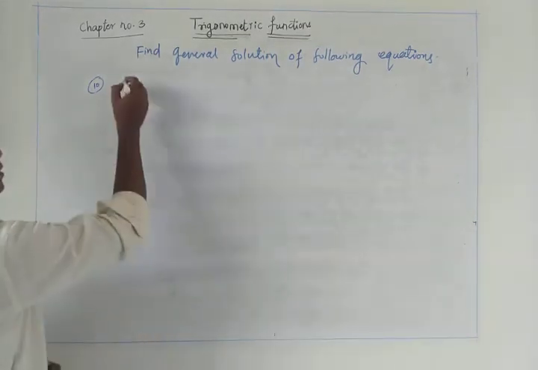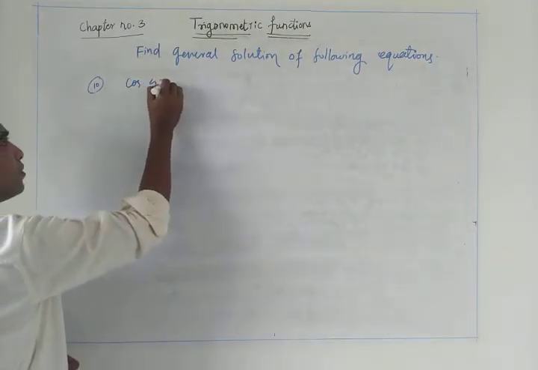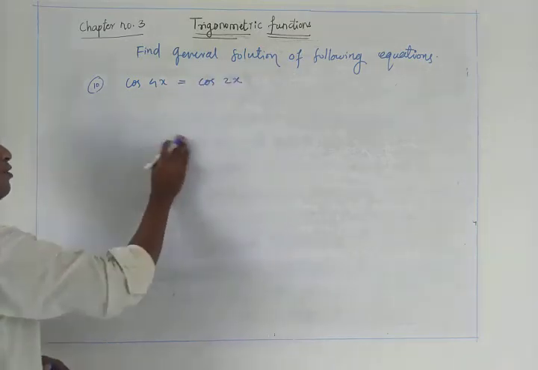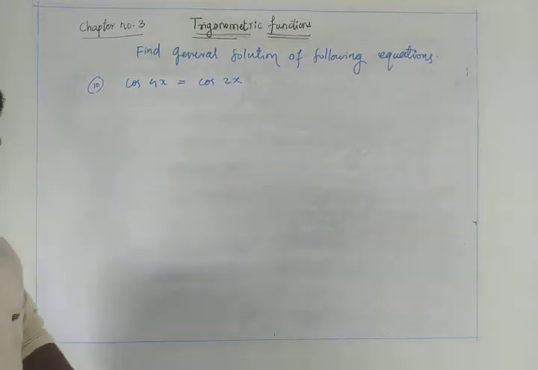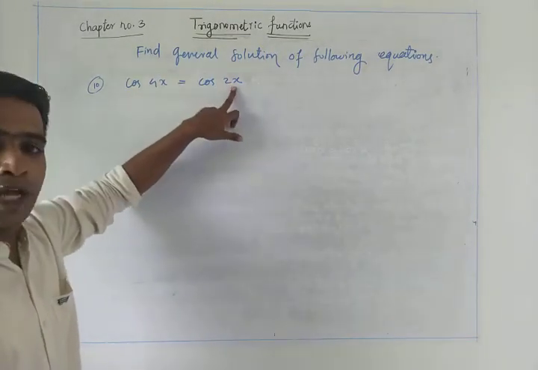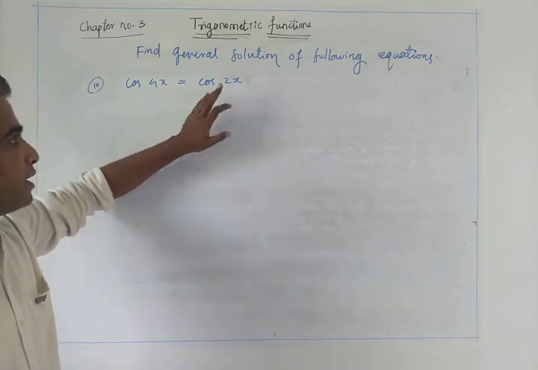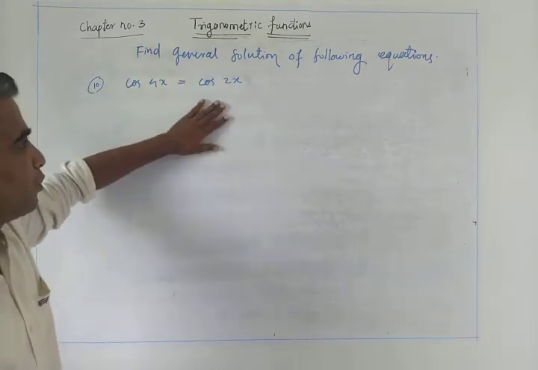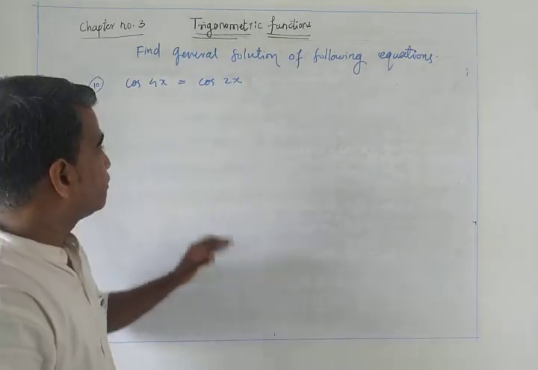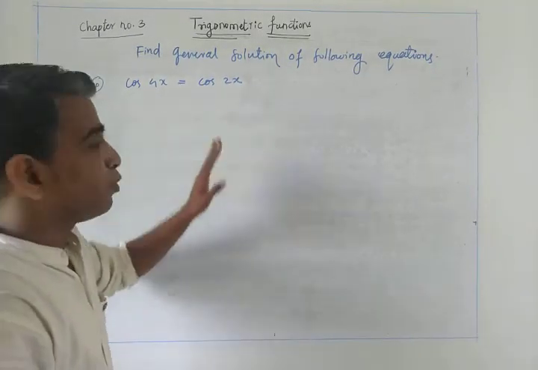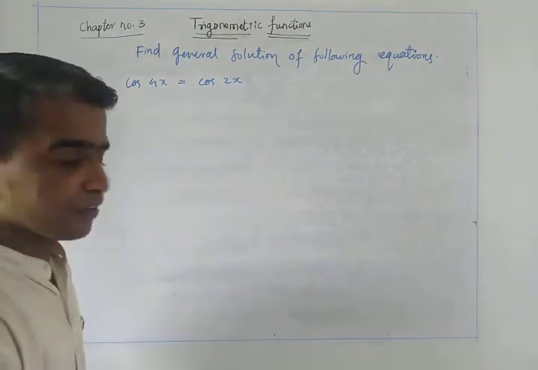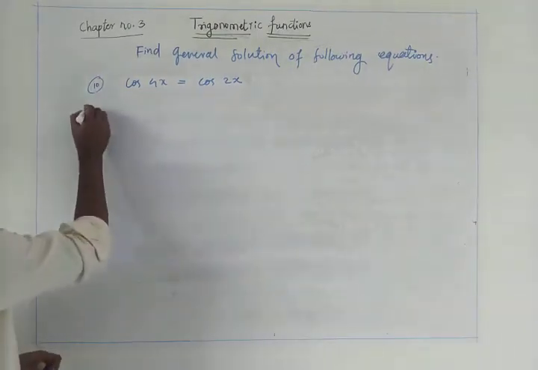Cos 4x is equal to cos 2x. Now in this question, on both sides we got the same function but different angles, 4 times x and 2 times x. So the angles are different and both are cos functions. So we are going to use the same formula, cos theta is equal to cos alpha. But in the final step we are going to find the value of x on only one side, so there is a need of simplification. So let's see how we will simplify.